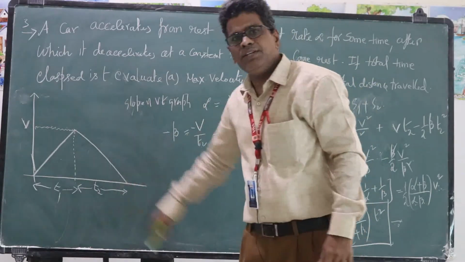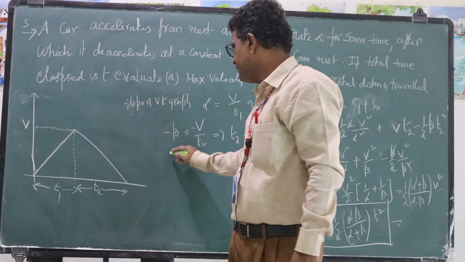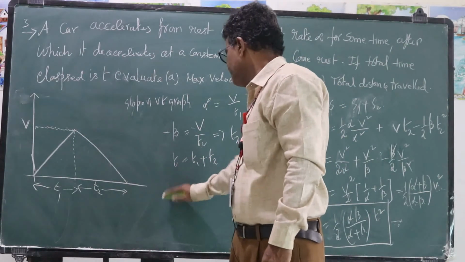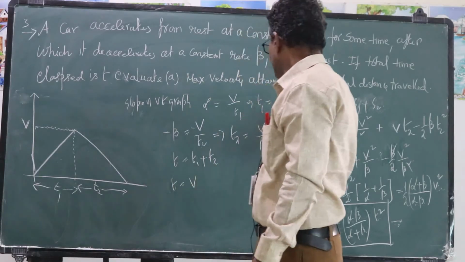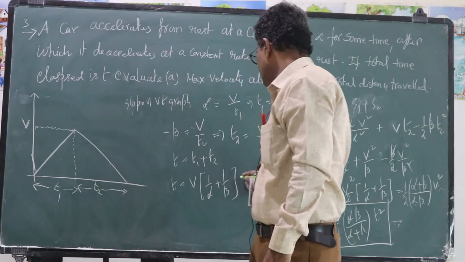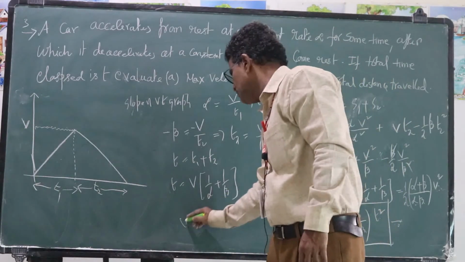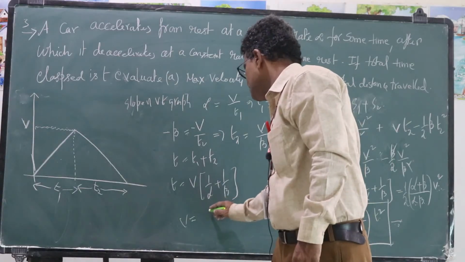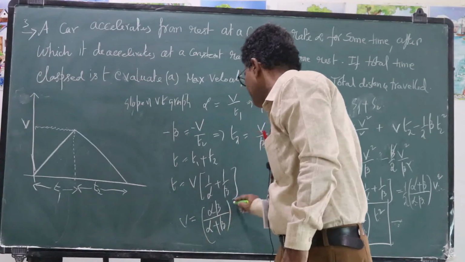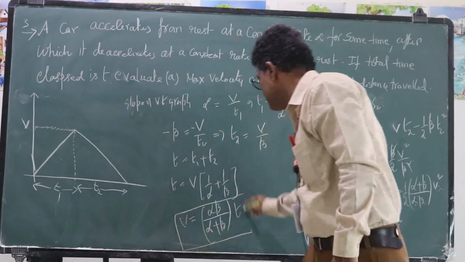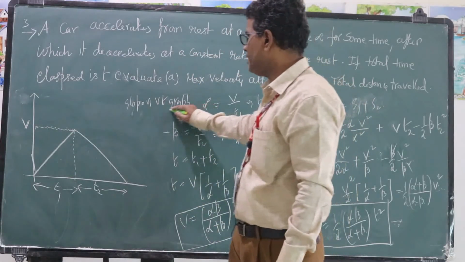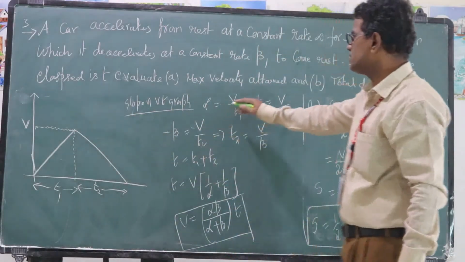By solving these two equations, as we did earlier, from the equation t is equal to t1 plus t2, we got the maximum speed v times 1 by alpha plus 1 by beta. That is, we got v is equal to alpha beta by alpha plus beta of t. So we got the same result by drawing the Vt graph. What is the concept here? The slope of the Vt graph gives acceleration.